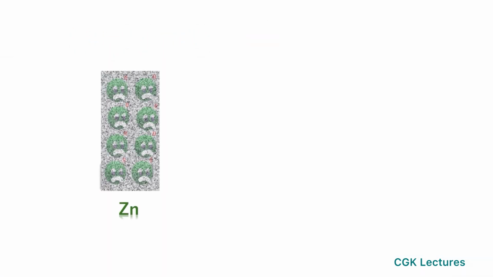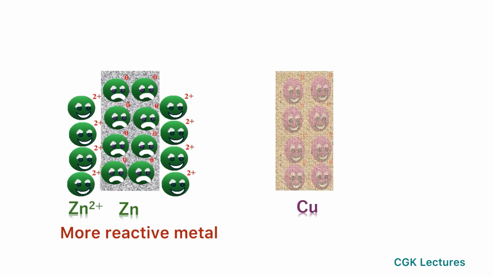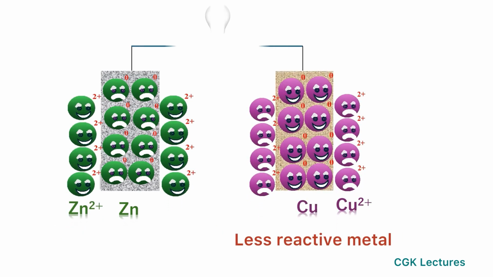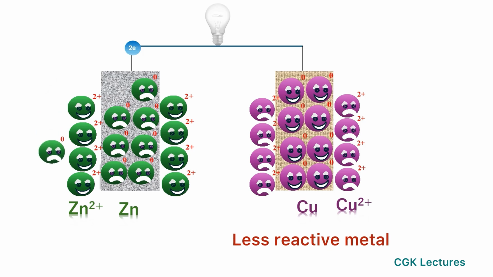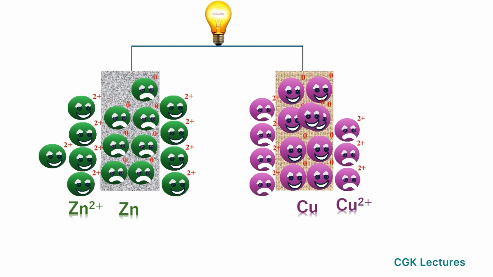The galvanic cell is based on the idea that a more reactive metal can transfer its electrons to a less reactive metal to attain more stability, and this electron flow leads to the production of useful electrical energy.